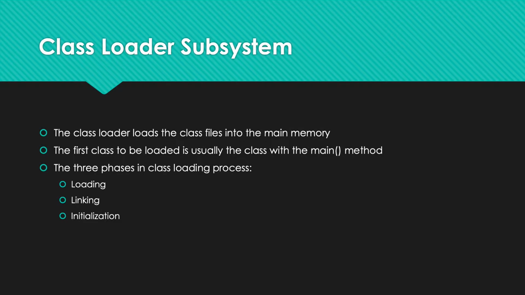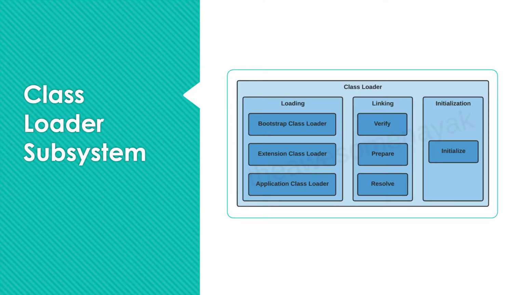So what exactly does the class loader subsystem do? It's responsible for loading the class file which you have compiled, and it puts it into the main memory for it to get executed. And usually the first class to be loaded is the class having the main method. And again, as mentioned in the previous slide, you have three more subcomponents within the loading, which is bootstrap class loader, extension class loader, and of course the application class loader.